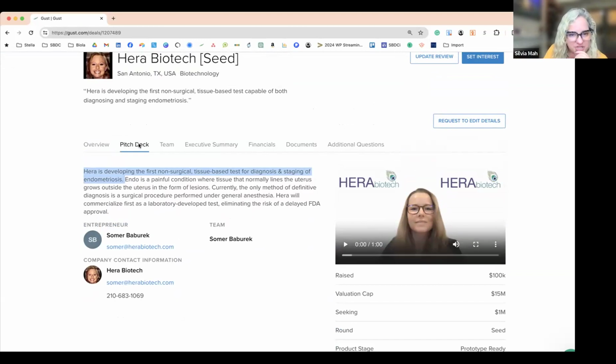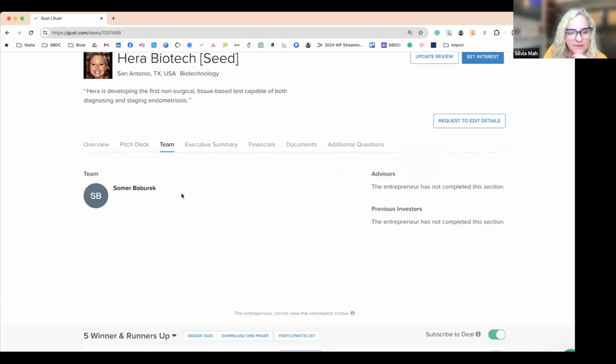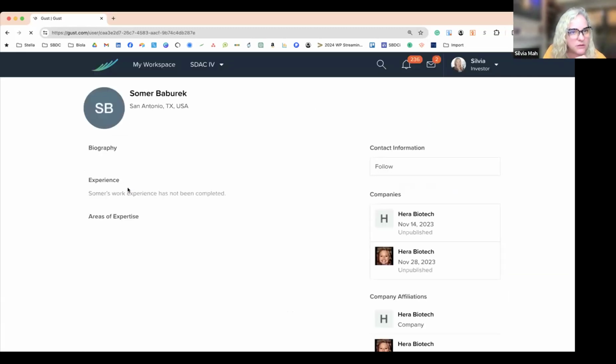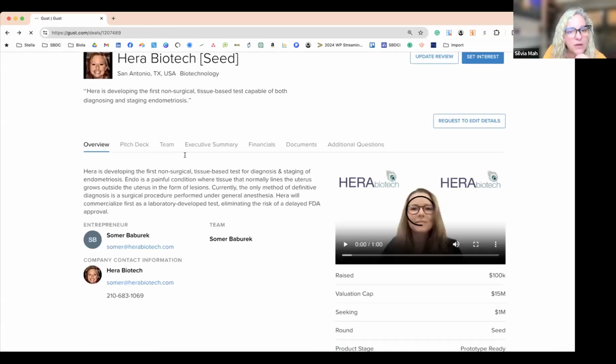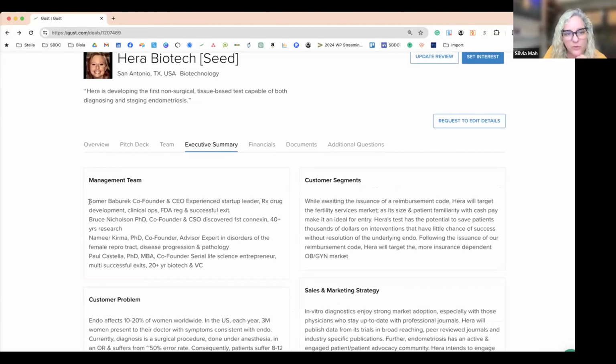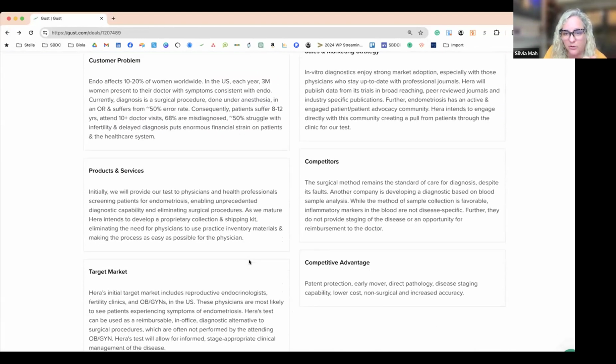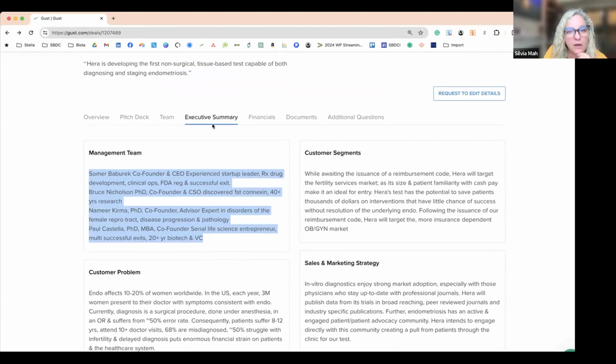Then the pitch deck was here, very easy. The team, she only had her, right? And that goes to her profile. Let's go back here. So executive summary, great one. She had the one here that is more like a list of her team, and a really easy way to go through all of that like this.